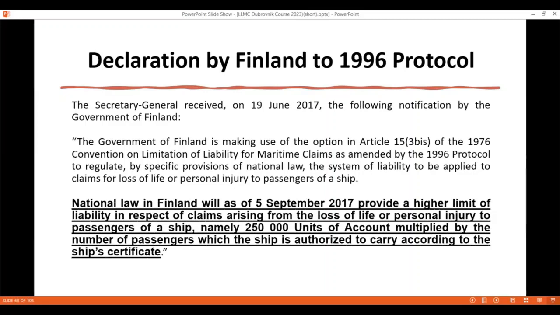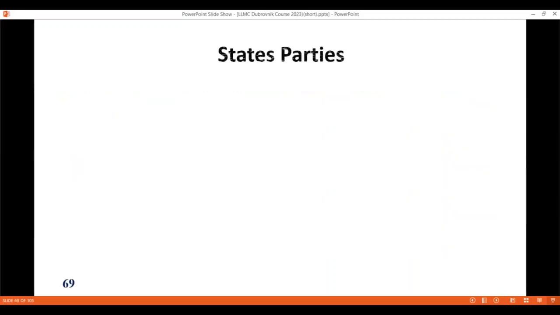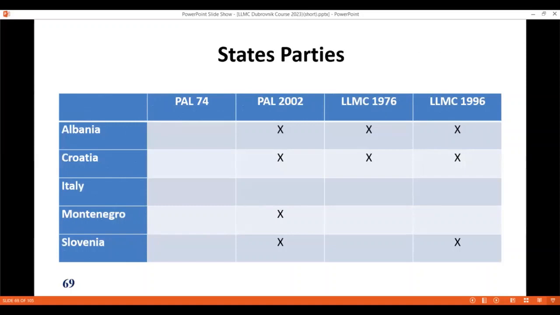And the same was done with Finland, 250,000 units of account. Now, this is what I was mentioning before from the countries of the alliance. Albania is a party to LLMC 76 and 96. Croatia is a party to both. Italy was a party to none, Montenegro was a party to none, I'm not sure if that's it. And Slovenia had announced and had become a party to the 1996 approach.